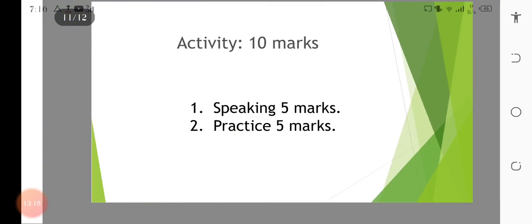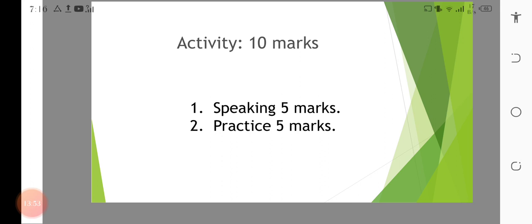Now, activity. This is the important part. Only lectures are not important, only structures are not important. When we do the work, we will learn more. Now the activity is of 10 marks and passing marks will be 5. Below 5, I will consider that you need more improvement. So number 1 activity is speaking, 5 marks. And number 2, practice, 5 marks.